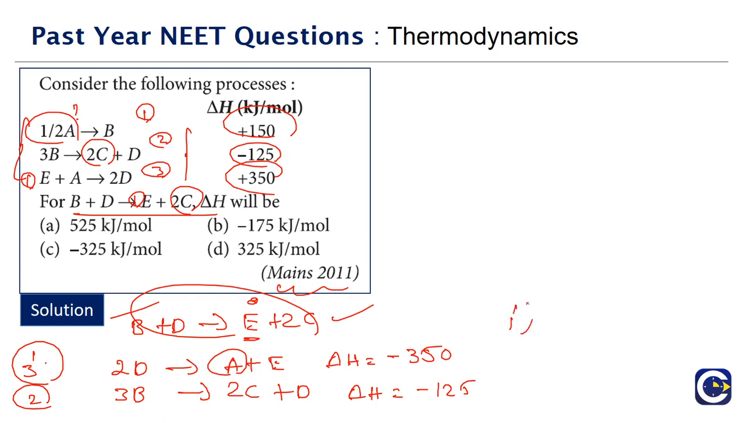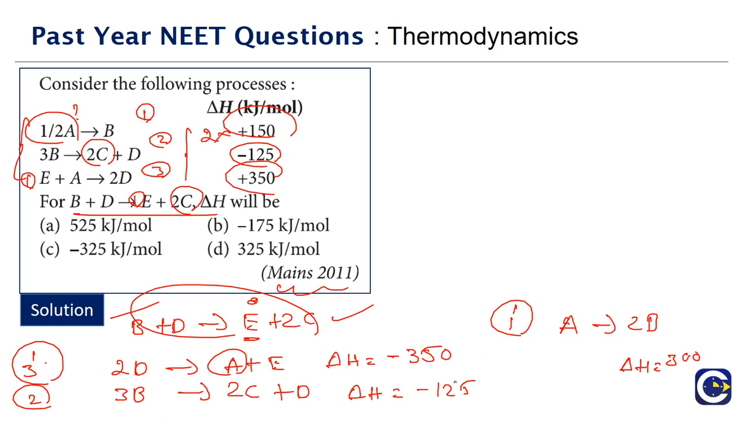So look at it, 1 dash. What is happening? We are multiplying the equation by a factor 2, so it becomes A gives rise to 2B. Delta H will be equal to what? The same factor will multiply the delta H also. 2 times 150 means what? 300. Clear? So this is about the 1 dash.